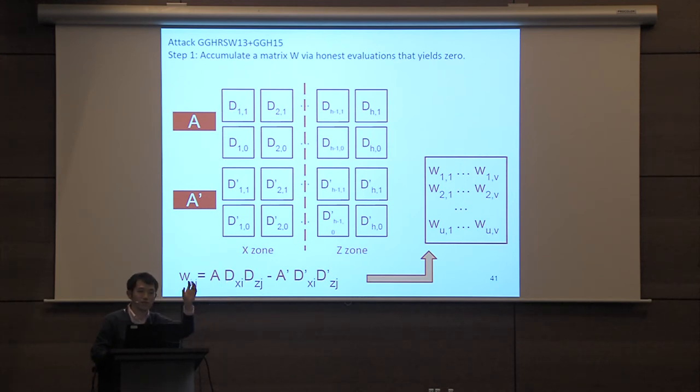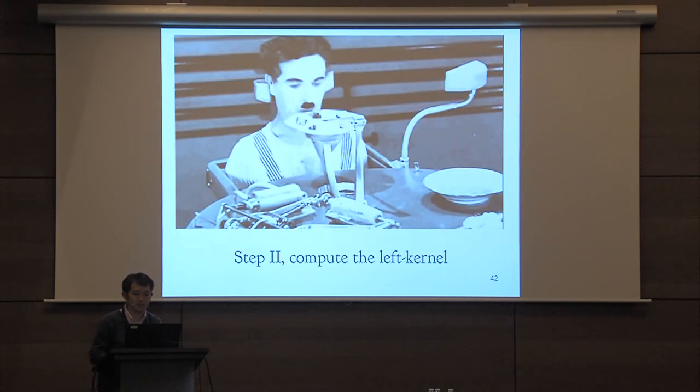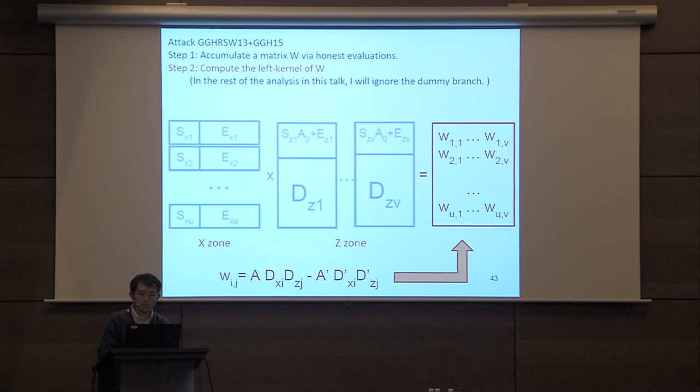So you do a bunch of honest evaluations, and then we are going to play with these evaluations. The second step is we're going to compute the left kernel of that organized W. After you have these W matrices, you can rewrite the expression into the product of two submatrices. The first one will have S as a secret concatenated with all the error matrices. And the Z branch will be also what you can see from the Z branch.